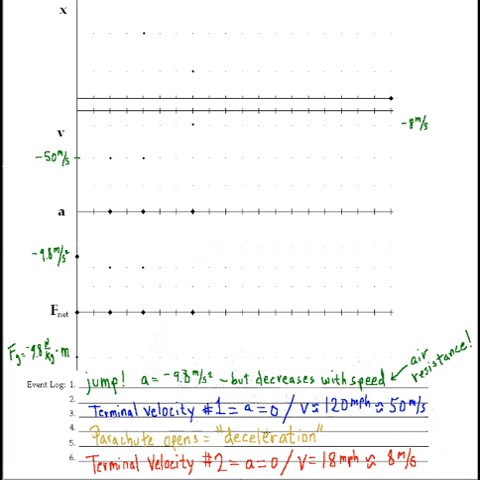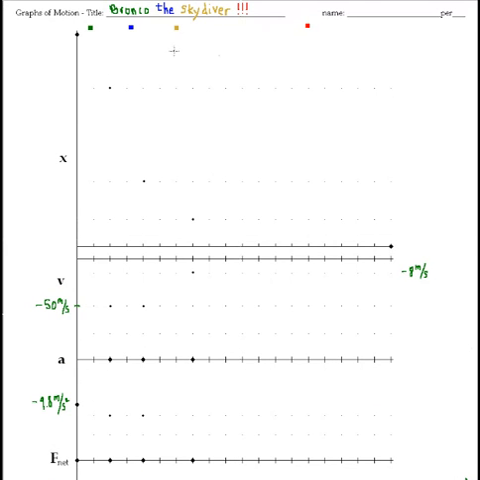When he opens his parachute, he will go through a process of negative acceleration, or you might say deceleration, which will slow him down to terminal velocity number 2. And once again, at terminal velocity number 2, your acceleration will drop back down to zero. At this point, his velocity is slowed down to about 18 miles per hour, and that's about 8 meters per second. So let's start off with looking at the initial descent when he jumps out.